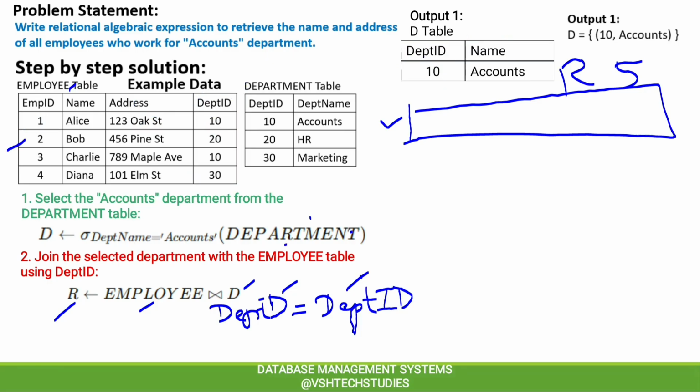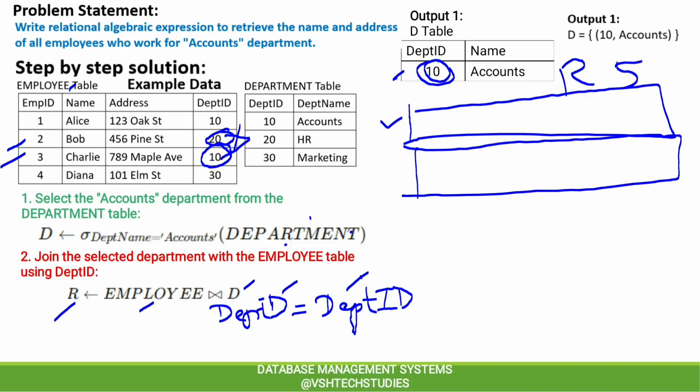If you take the second row in the employee table, can we join it with the first row of the D table? Here department ID is 20, here 10. So this cannot be joined. Then go to the third row. Can we join? Here department ID is 10, here also 10. Hence it can be joined. So we have one more row where these values and this one value will be present.